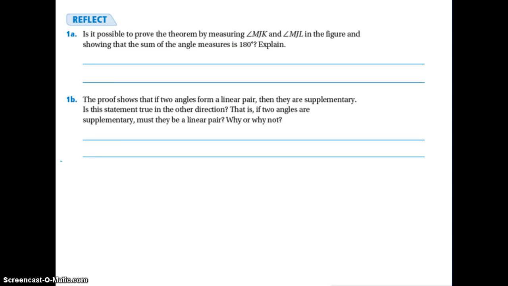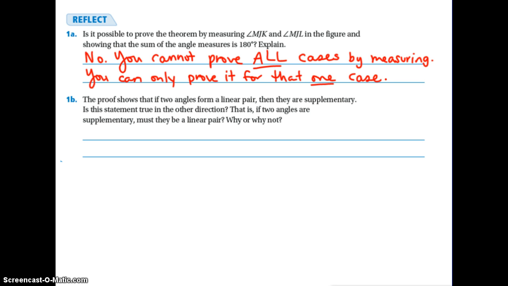Alright, so we have some reflection questions here. Is it possible to prove the theorem by measuring MJK and MJL in the figure and then showing that the sum of the angles is 180? Well, they're saying use your protractor, measure it, and it adds to 180. Well, here's a problem. You've proved it for that specific set of angles. You did not prove it for all angles. So the answer is no. Alright? So fill in 1A.